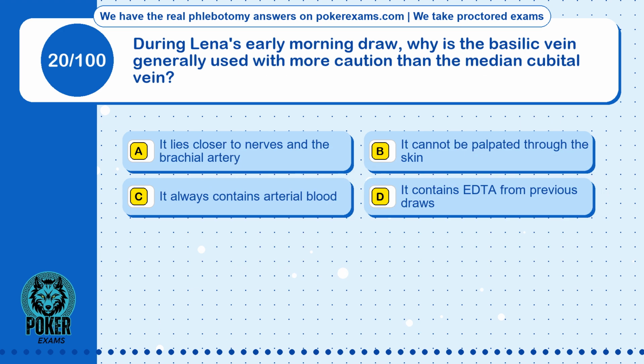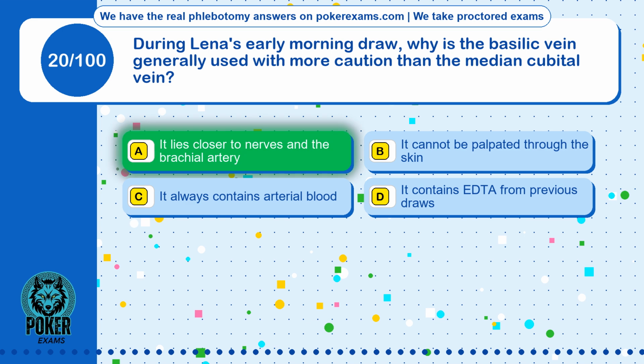Question 20. During Lena's early morning draw, why is the basilic vein generally used with more caution than the median cubital vein? Option A. It lies closer to nerves and the brachial artery. Option B. It cannot be palpated through the skin. Option C. It always contains arterial blood. Option D. It contains EDTA from previous draws.